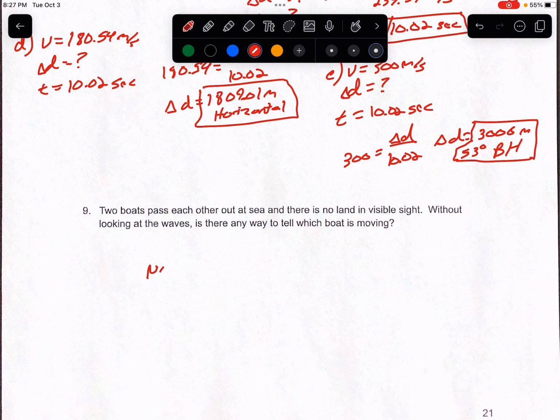So the answer would be no, because there is no frame of reference. So there's nothing to compare that motion to. So no frame of reference. And that's it.